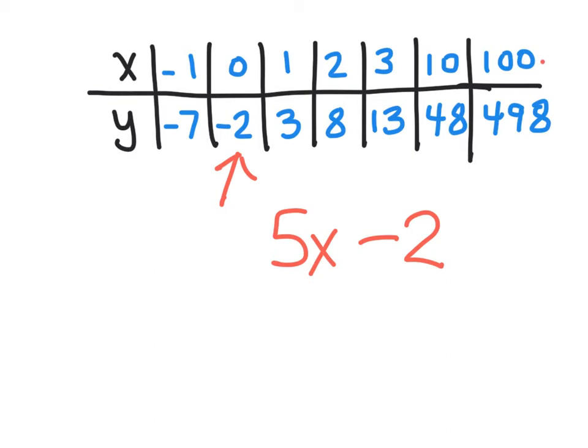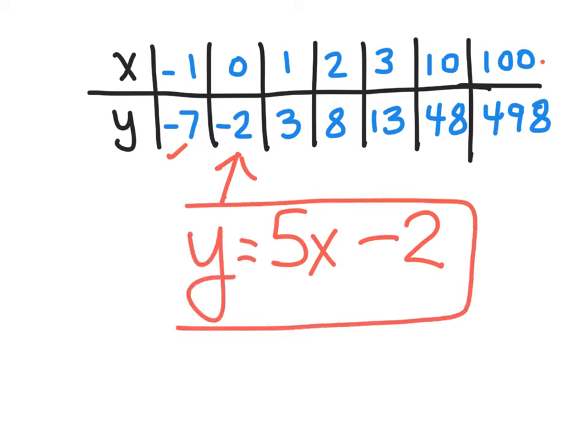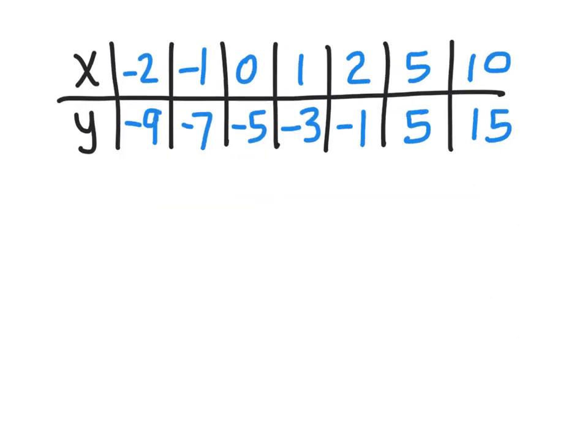Let's try the negative number. Negative 1 times 5 is negative 5. Subtract 2 is negative 7, yes. So here's our rule. Okay, how'd you do on that one? Are you getting good at these? Okay, let's try this one. Pause your video, then restart to check your answer.